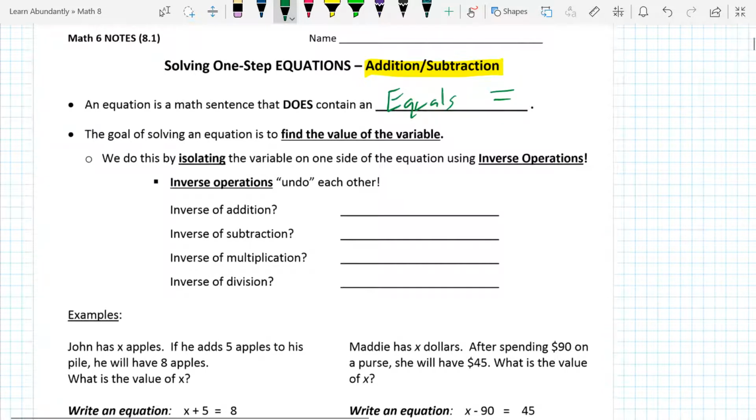Inverse operations undo each other. So we think about what would cancel out. So if I were to say the inverse of addition, you'd think, what is the opposite of addition? Instead of adding, you would subtract. The inverse of subtraction would be addition. The inverse of multiplication would be division. The inverse of division would be multiplication.